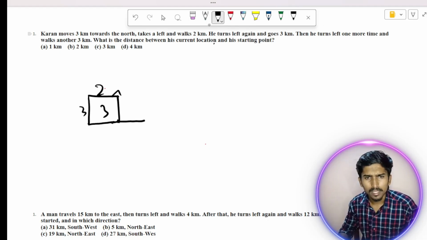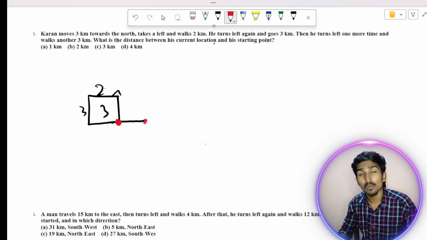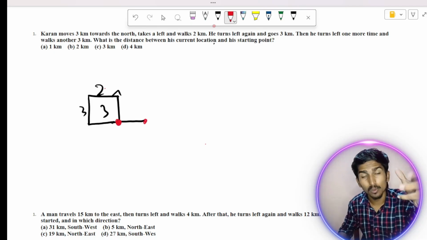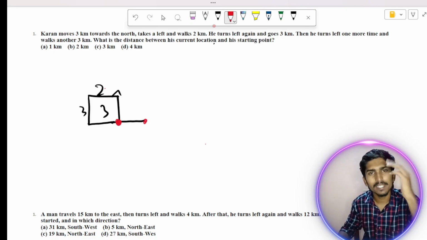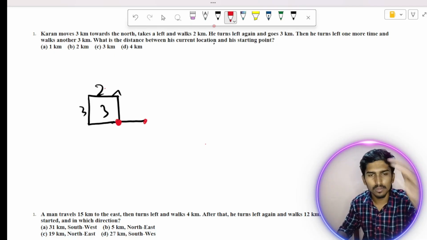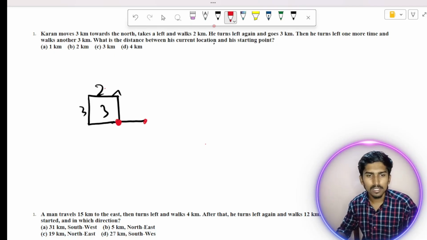What is the distance between his current location and his starting point? See, this is the current location, this is the starting point. The way you make the diagrams is what matters. If you don't make the diagrams properly, you get confused. Make the diagrams with some common sense, use your brain, that's all. They're asking what is the distance between here to here. What is the distance, you tell me.